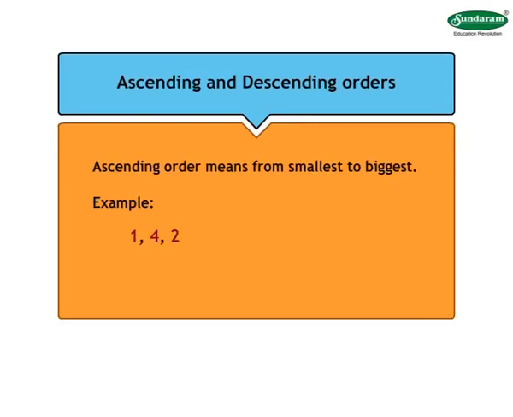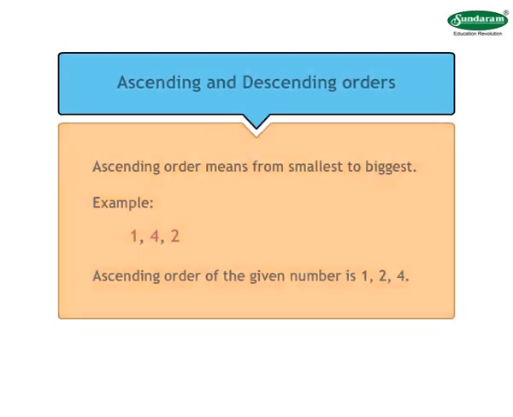If we have to arrange these in ascending order, we will first check the smallest number of all the numbers. Here it is 1. The number bigger than 1, here it is 2. The biggest number of the 3 numbers is 4. Thus, in ascending order, the smallest 1 comes first, then follows 2, and then the biggest 4. Thus, 1, 2, 4 is the ascending order of the given numbers.